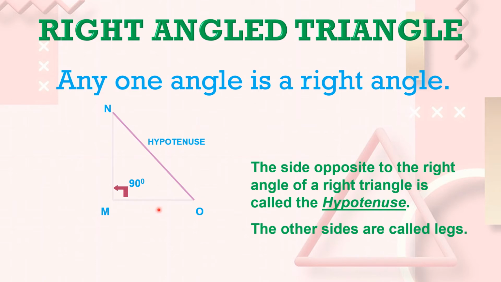And how many right angles can one triangle have? Well, a triangle can have only one. Any one angle can be right, not more than that.